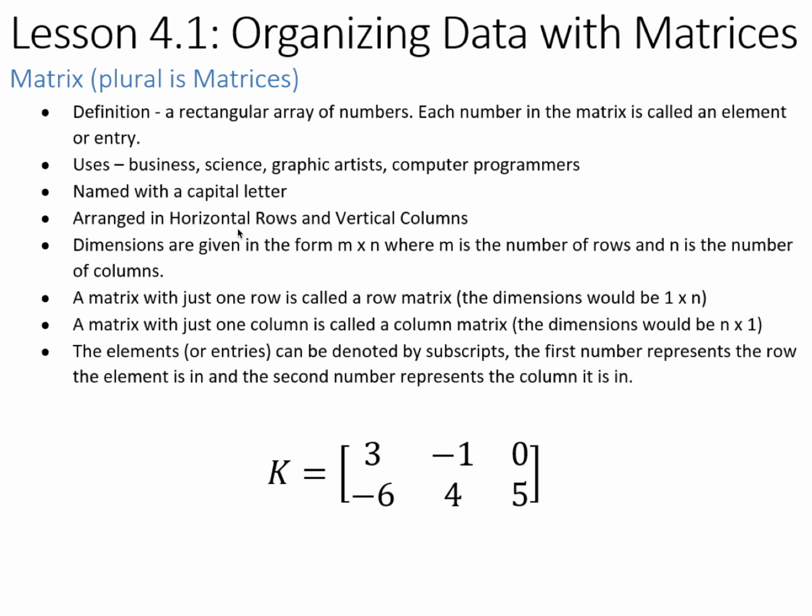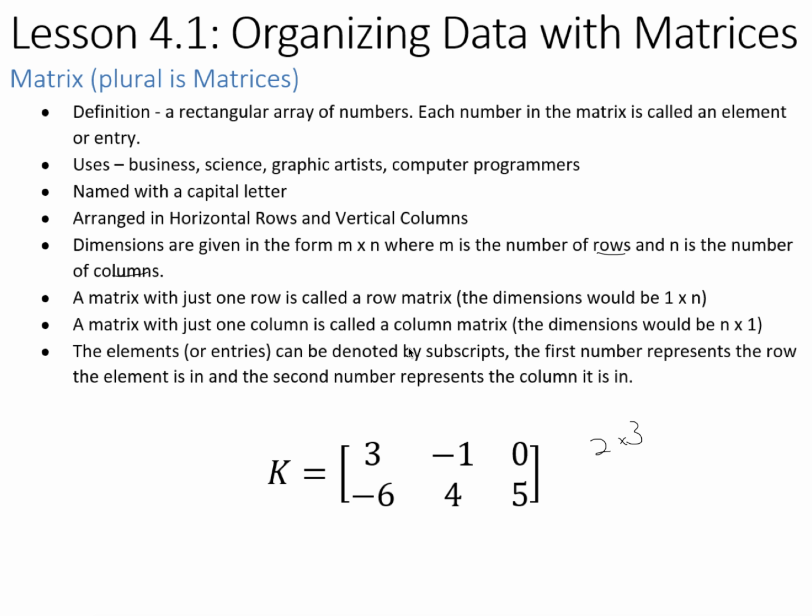So rows and columns. Dimensions are given in the form m by n, where m is the number of rows and n is the number of columns. So in this one right here, we have 2 rows, so it would be a 2 by 3 matrix because we have 2 rows and then 3 columns. So the dimensions are 2 by 3. A matrix with just one row is called a row matrix. A matrix with one column is called a column matrix.